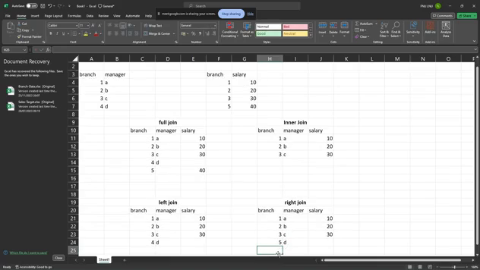Okay. So now, if you look at the right table, priority is given to the right table. Can you see? The branch here is 1, 2, 3, 5. And the manager is what? You don't have a manager for 5, so this one is out. But we have salary for 5, which is 40. So this is right join.